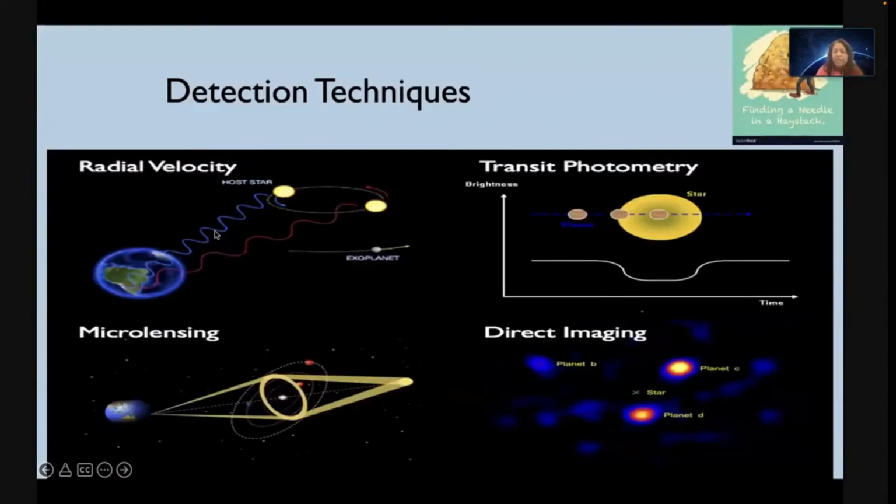Briefly, the detection techniques are, there's the popular technique of radial velocity. There is one which uses transit photometry. There is microlensing, and there's direct imaging. These are the four techniques I will talk about today, which are also discussed in the paper.